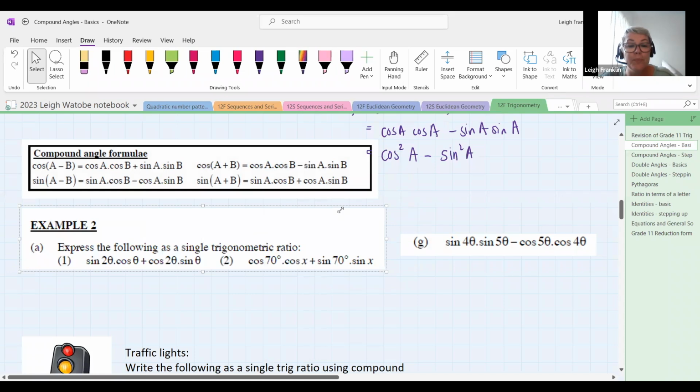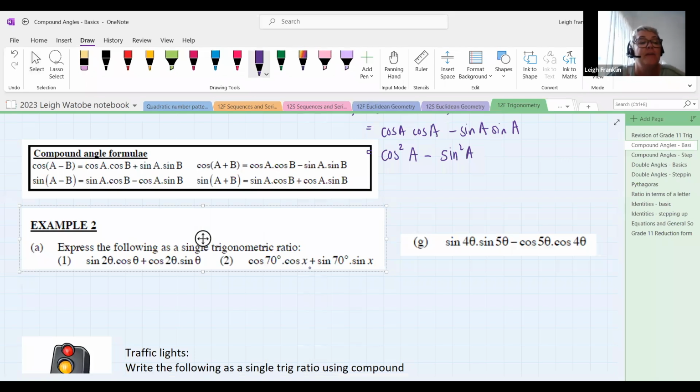Okay, so this is where things start to get a little bit trickier, Matrix. Now they're giving us the expansion and they're asking us to go to the left-hand side. So they want us to do the reversal of the expansion. So now we need to look very carefully at the terms that we've been given. The minute we see sine and cos together, that means we're probably going to be working with a sine compound angle formula. So we see sine 2 theta, cos 2 theta, and then here we see cos 2 theta, sine theta together.